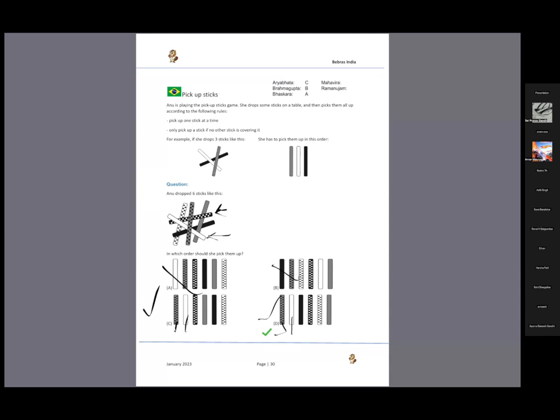So that's why you can see the answer is C, because D has the black stick next, which makes D wrong. Even if you continue further, you'll see that C is correct, because after this it picks up the brown stick, which is directly below, then the black stick, and then the white dotted stick.